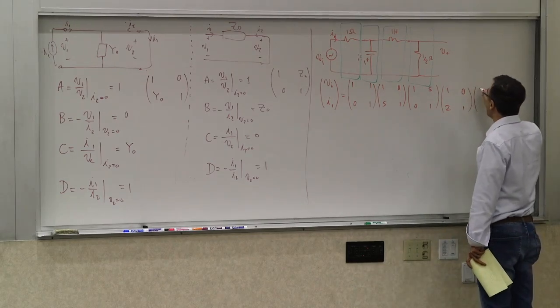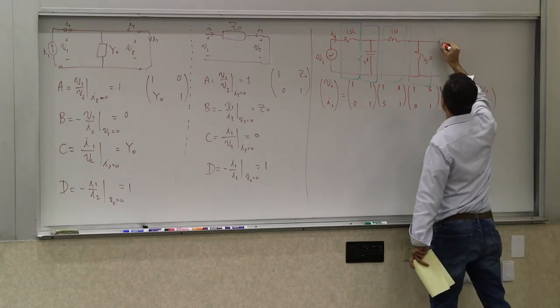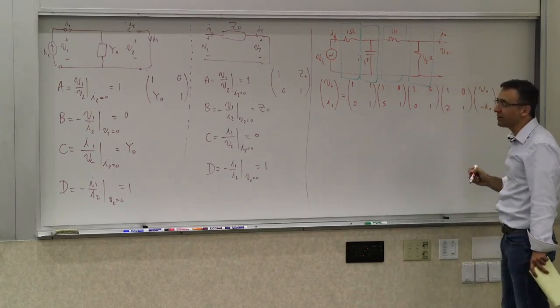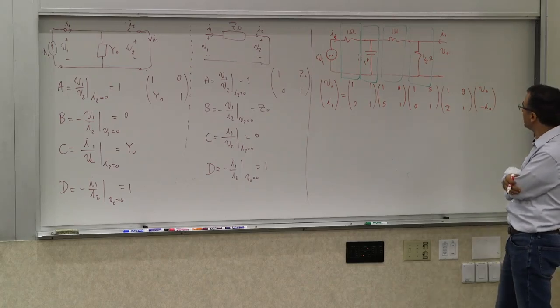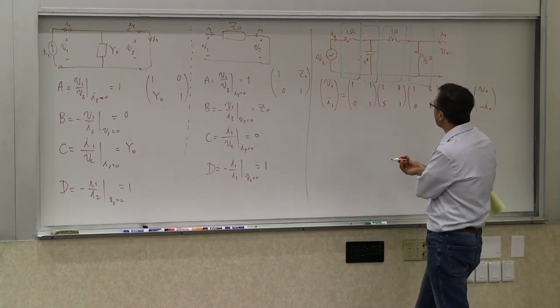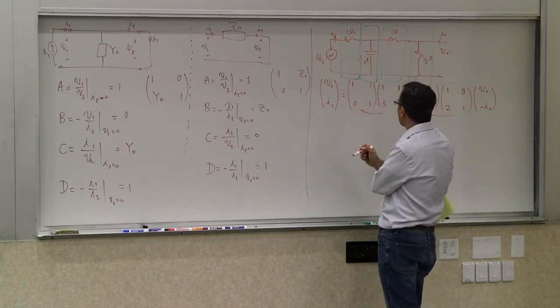And that would be times V out and negative I out, where I out is this. Now, in this case, of course, if you have an open circuit at the output, I out would be 0. But what we need to do first is to calculate the product of these 4 matrices. And it's a pretty straightforward evaluation. We can actually do it in pairs. So we can calculate the product of these two.